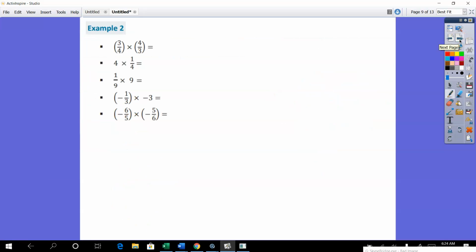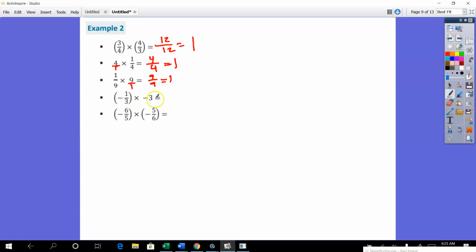Okay. Example 2. We're multiplying. So go ahead and pause the video and multiply and get your answers. Okay, so you should have gotten 3 times 4 is 12. 4 times 3 is 12. So 12 over 12 is equal to 1. Okay, so here 4 times 1 is 4. 1 times 4 is 4 equals to 1. 1 times 9 is 9. And 9 times 1 is 9 equals 1.